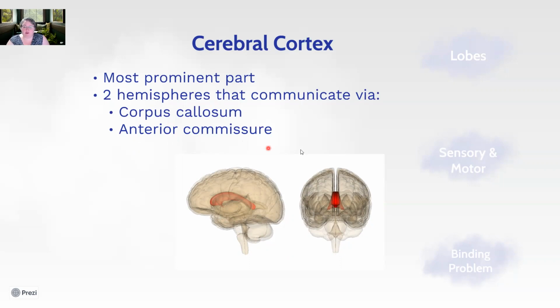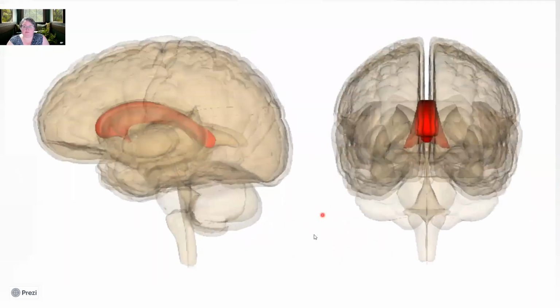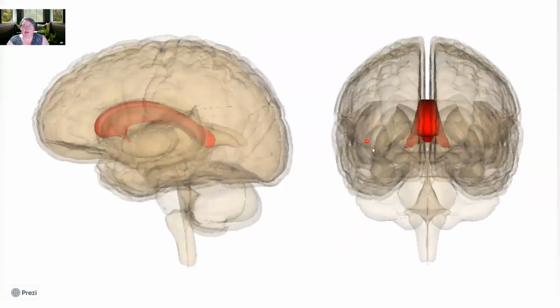Let me blow up this picture here real quick. So you can see we've got the left and right hemispheres here, and these hemispheres are communicating, and the red in this image indicates the corpus callosum. So that's how these two hemispheres are communicating with one another.